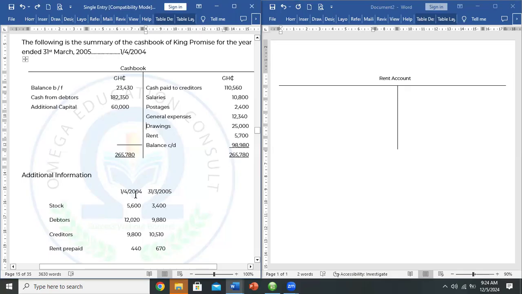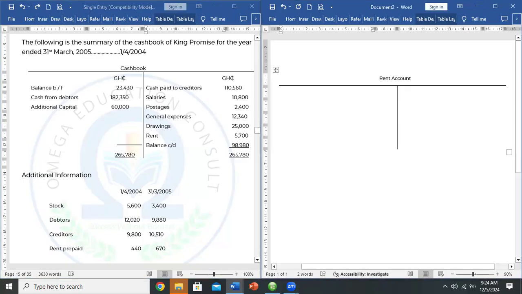Where do we put this? Rent prepaid is an asset, so any opening balance will be a brought down balance, brought down at the debit side, 440. Was there any arrears? No, there was no arrears. So we move on to how much was paid during the year. We have been given a cash book, and in the cash book we see rent at the credit side, which is the payment side. So that tells you that they paid rent of 5,700 during the year. If you pay rent, you debit rent with your cash book, 5,700.